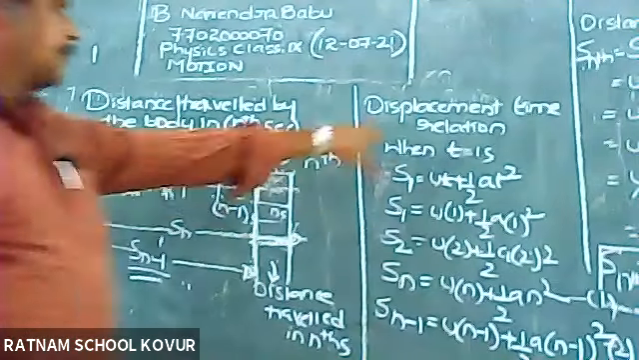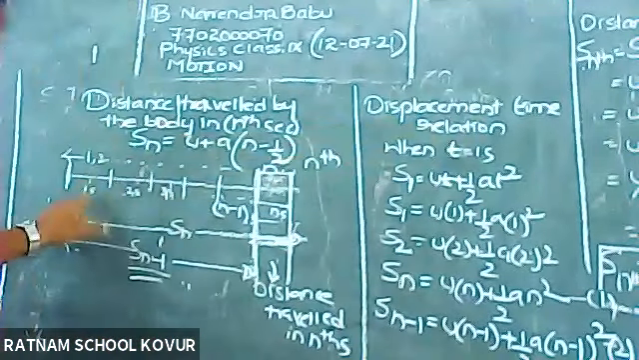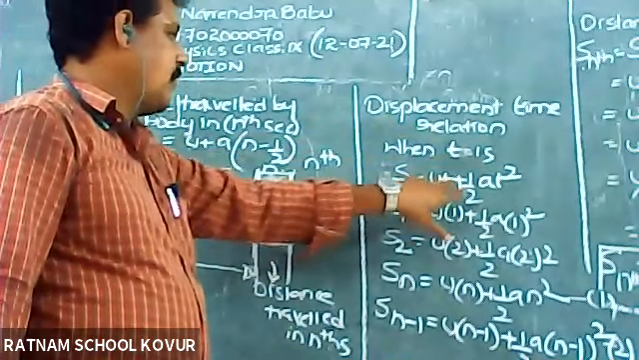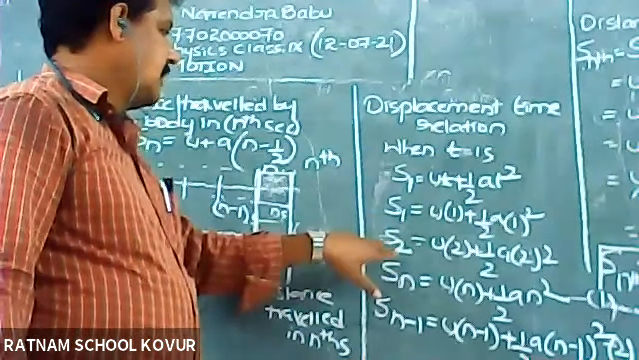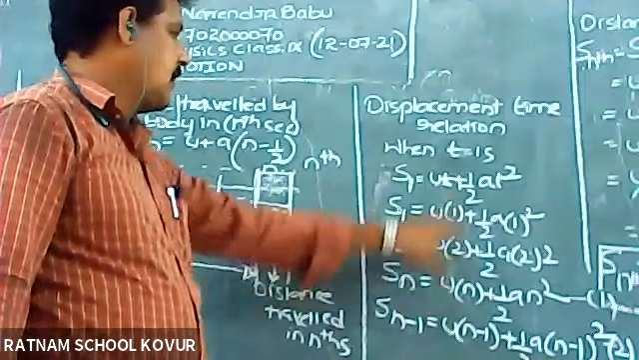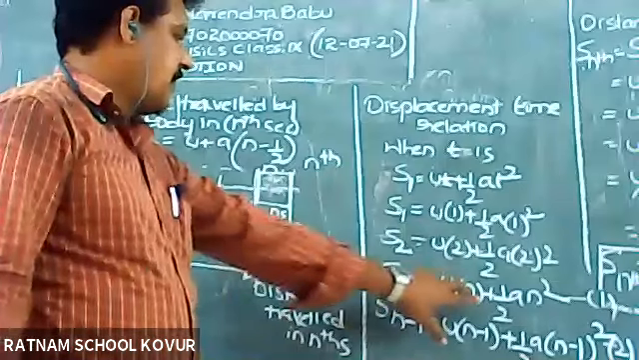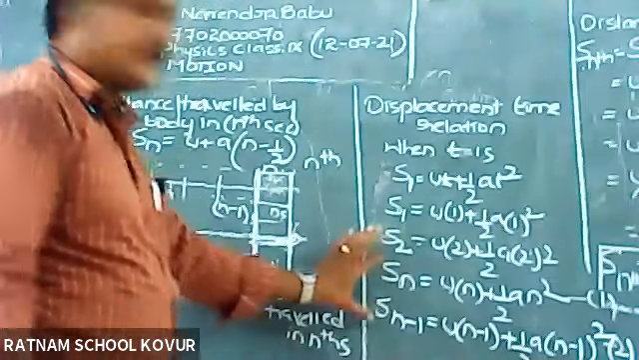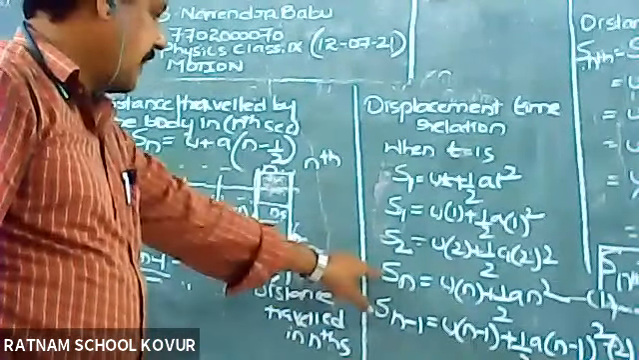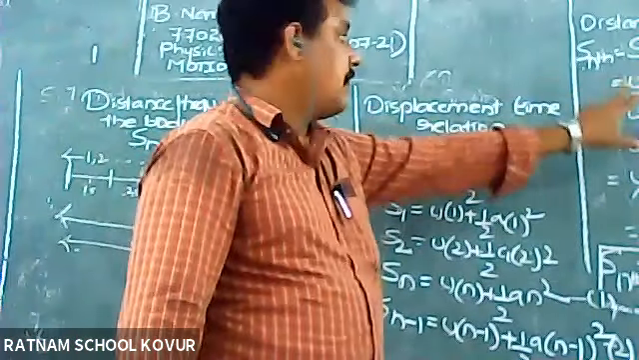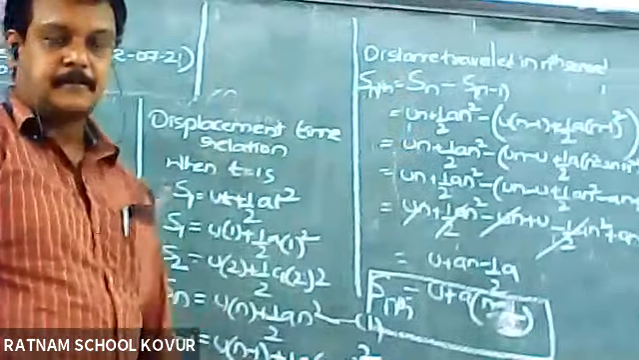So you can see displacement for 1 second. Time is equal to 1 means S1 is equal to u into 1 plus 1 by 2 a. In the same way, for Sn, instead of t, you have to replace with n. For Sn minus 1, instead of t, you have to replace n minus 1. These two equations are very, very important. If you subtract Sn minus 1 from Sn, you are going to get the distance travelled in the nth second.